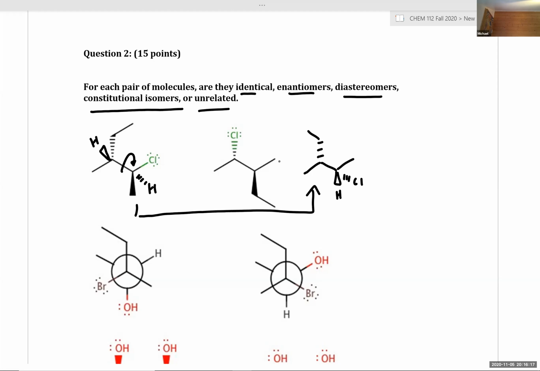Okay, so now let's compare these two structures. When comparing these two structures, our skeleton is set up the same, but, and this is really important, we do not end up with our substituents at the same position. So let's put our carbon numbers into place. So we have 1, 2, 3, 4.